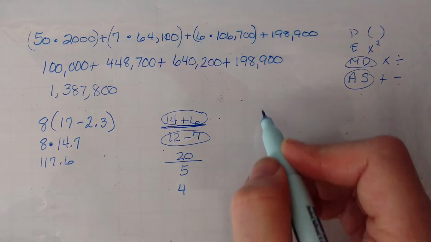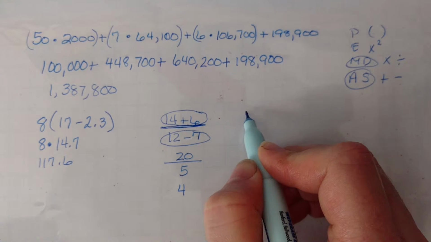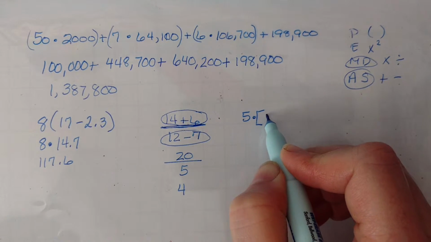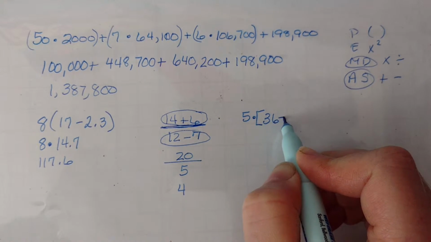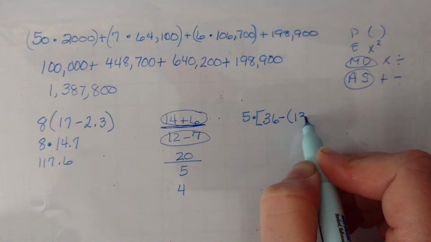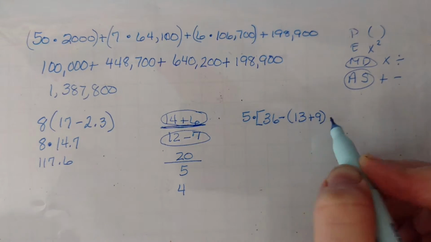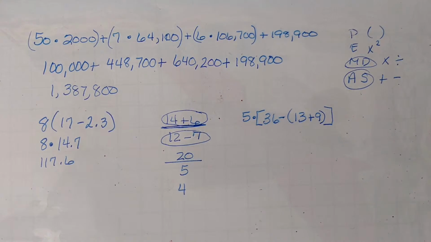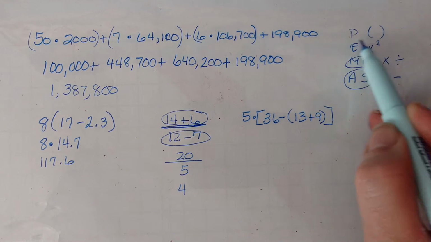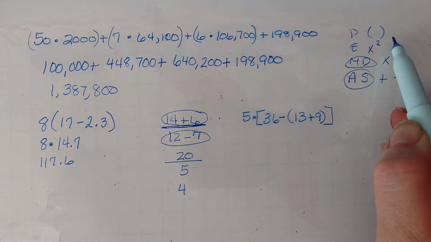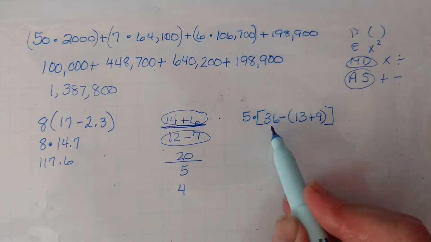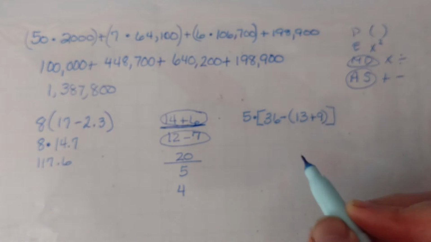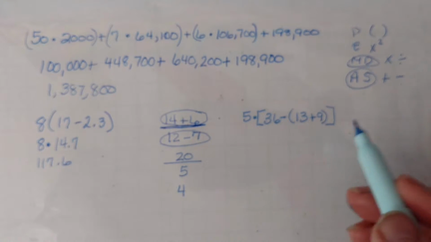Okay, one more example with numbers here. How about 5 times, and we'll throw in a bracket, 36 minus parentheses 13 plus 9, and my parentheses and my bracket. Okay, so order of operations. Again, the first thing I want to look for: are there any grouping symbols? As I look, I have 2 sets of grouping symbols. You have to do the grouping symbols that are innermost first, and then you work your way out.